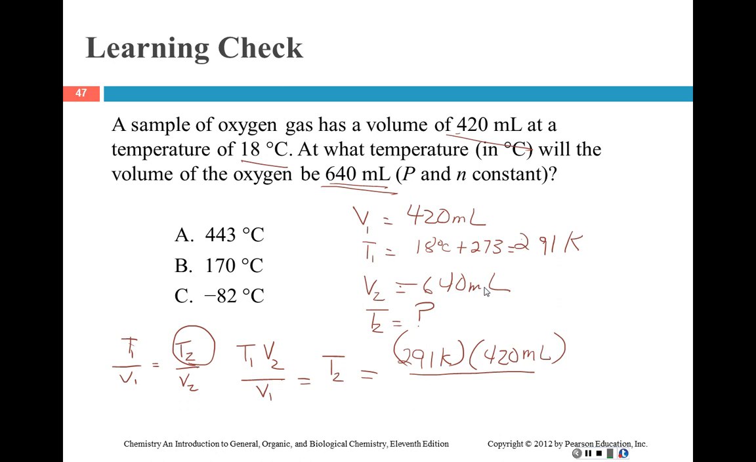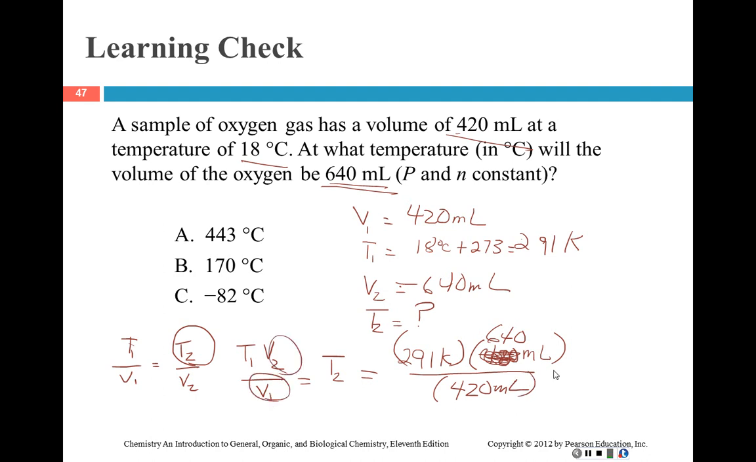divided by V. Now what did I almost do? That should be V2, right? Not V1. So that's going to be 640. That's one of the most common mistakes you'll see. It's because we're dividing by V1. So you've got to be very careful that you're putting in the right things.